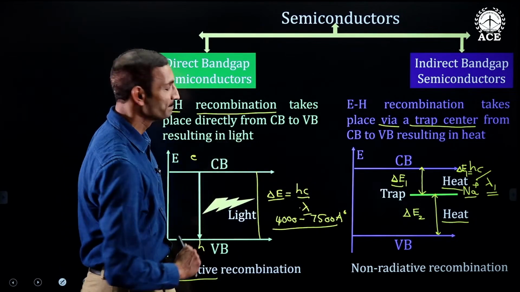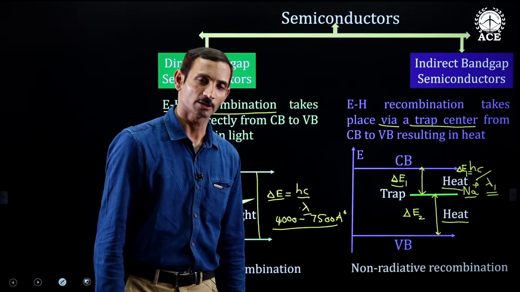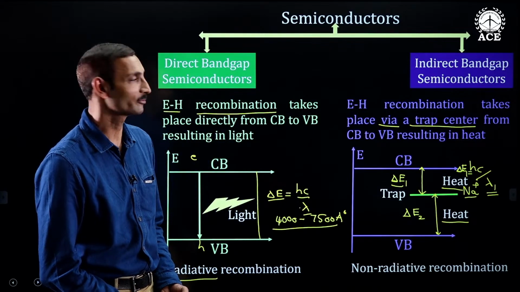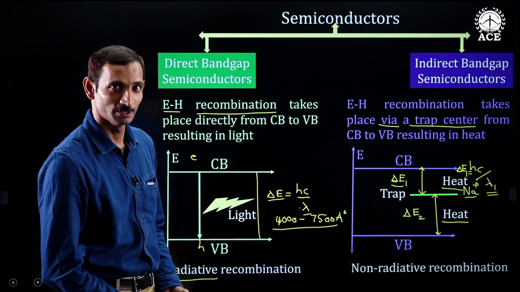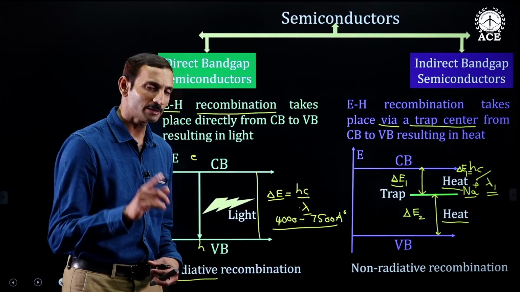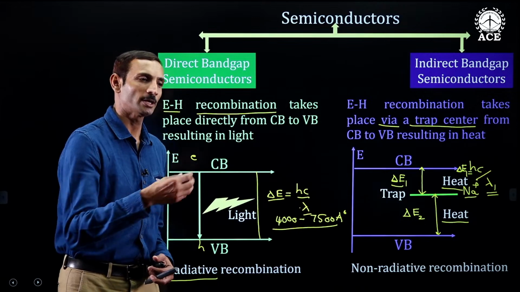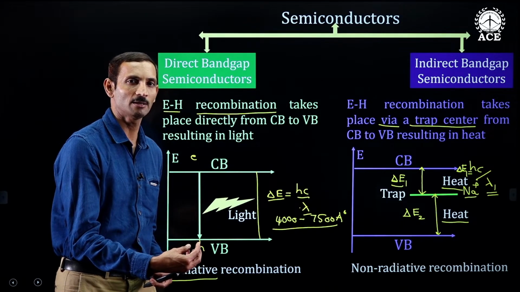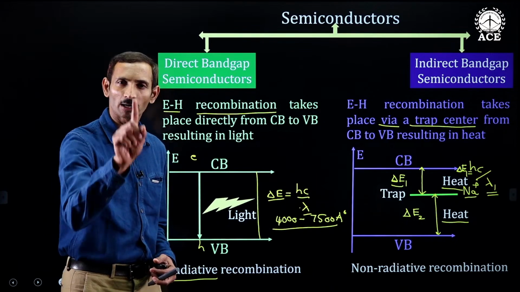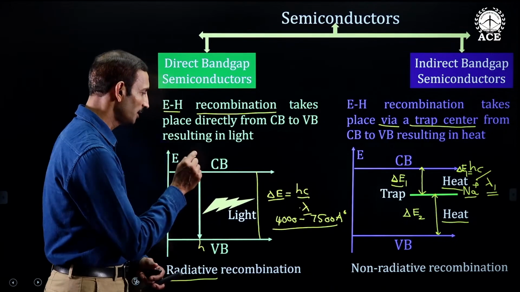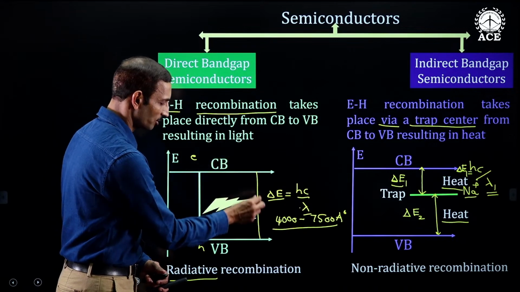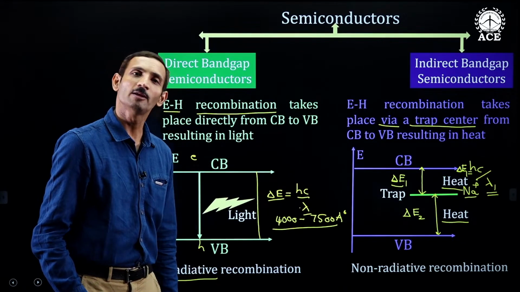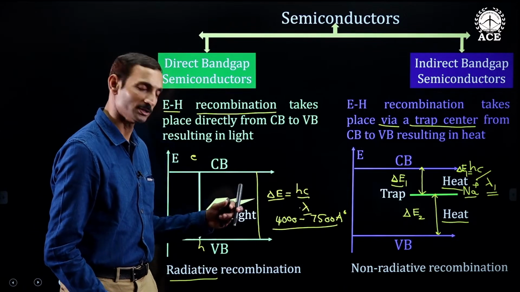This is all about the direct and indirect bandgap semiconductors. We need to know what materials are direct bandgap, and what the applications of direct and indirect bandgap semiconductors are. One thing is quite clear: direct bandgap semiconductors are the ones where the minimum of the conduction band coincides with the maximum of the valence band for the same value of K. That is point number 1. Point number 2, in these materials, the transition of electron takes place directly from the conduction band to the hole in the valence band, resulting in light.